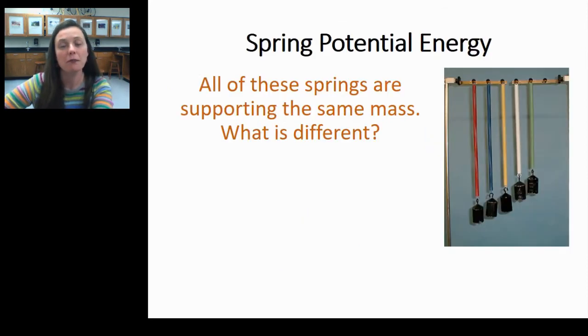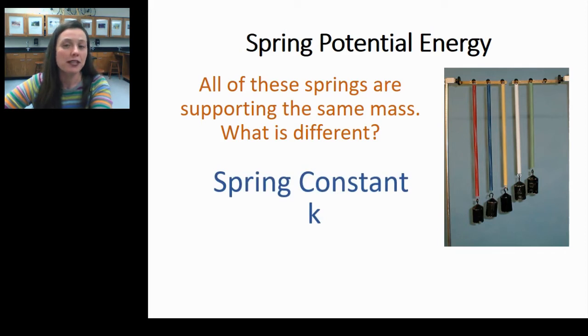Let's consider spring or elastic potential energy next. In order to understand the equation for elastic potential energy, we need to understand some properties of springs. Consider the diagram shown here. All 5 springs are supporting the same amount of mass. What's different about them?